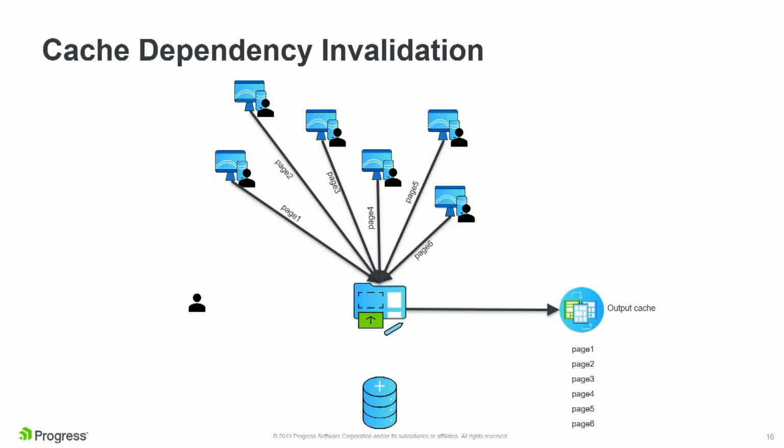So I have chosen just 6 for illustration, but you can imagine what the scale would be with thousands of pages and hundreds of thousands of users. So what happens when a user comes and applies some changes in the page template and publishes those changes? The template gets persisted, and at that point of time, all the pages that have been previously cached into the output cache, they get invalidated.